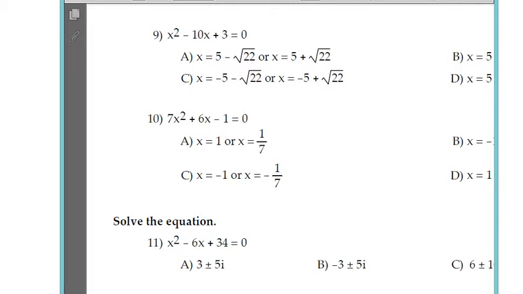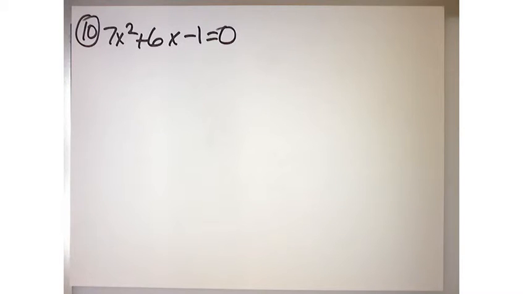Alright, let's do problem number 10. Now problem number 10 is 7x squared plus 6x minus 1 equals 0. Okay? And again, we're asked to use the quadratic formula.